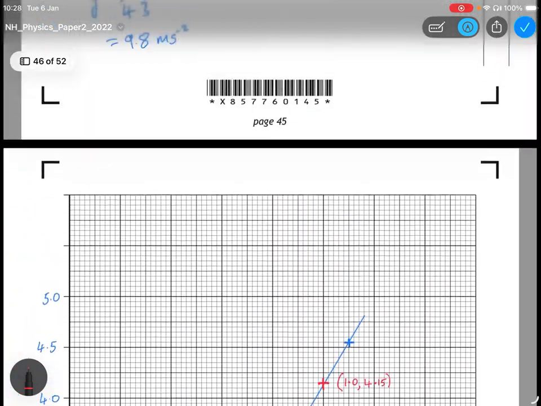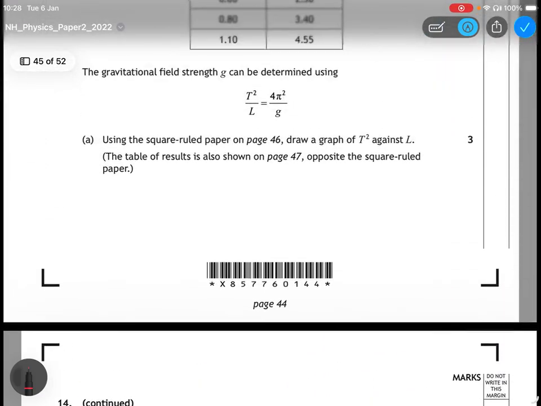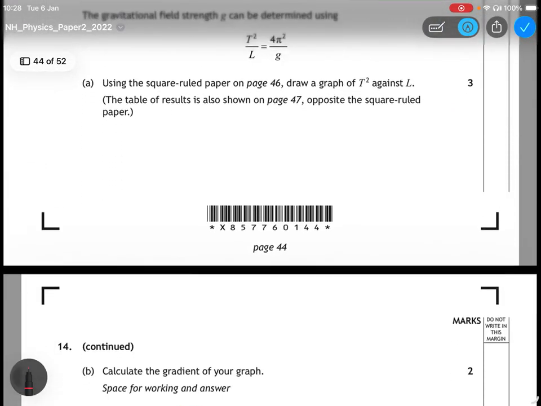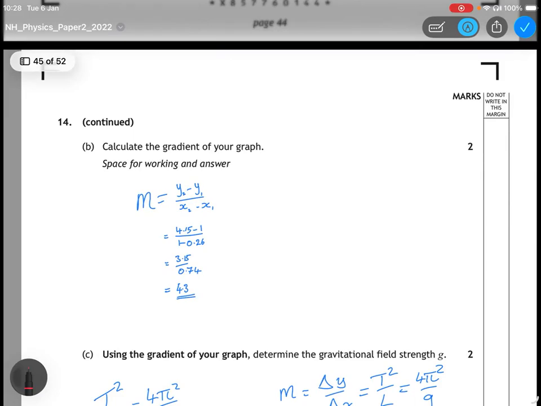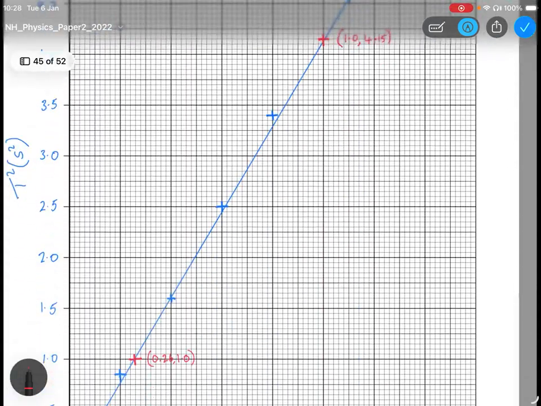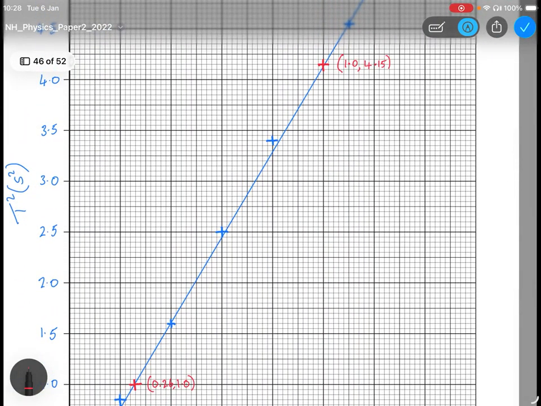Okay. Right, next thing. They'll ask you to find the gradient. So, you can either do your y2 take y1 over x2 take x1, or your vertical over your horizontal. So I know a lot of boys and girls like to draw a vertical line down and a horizontal line across, and just do your gradient as vertical over horizontal, and that's okay. But remember, if you're doing that, your boxes are worth different values on each side.